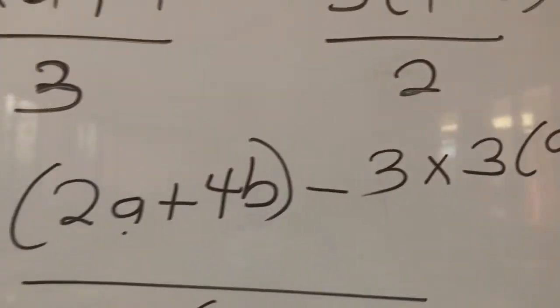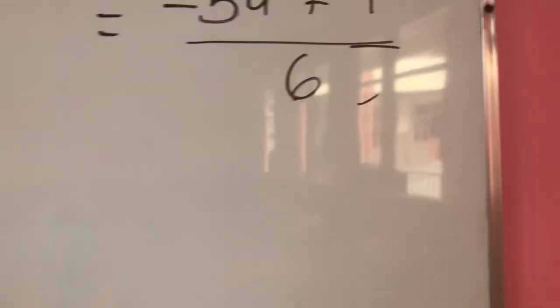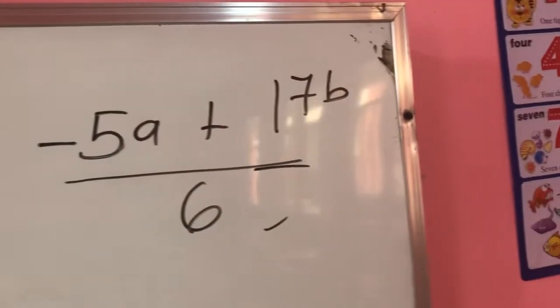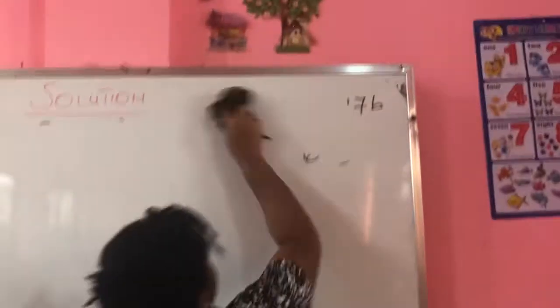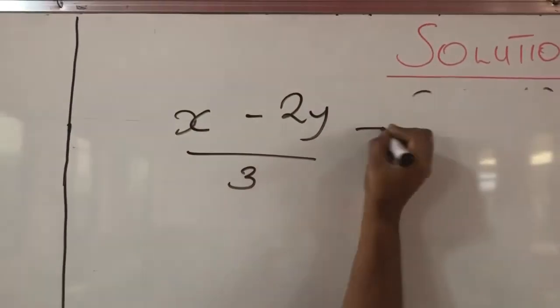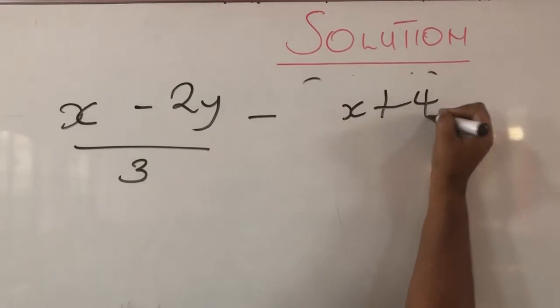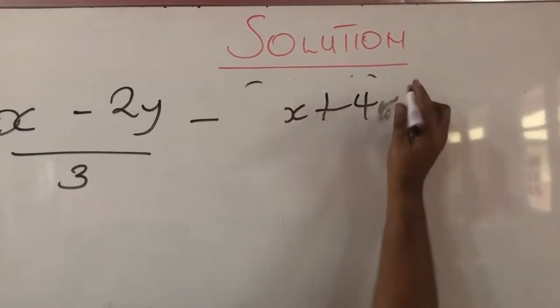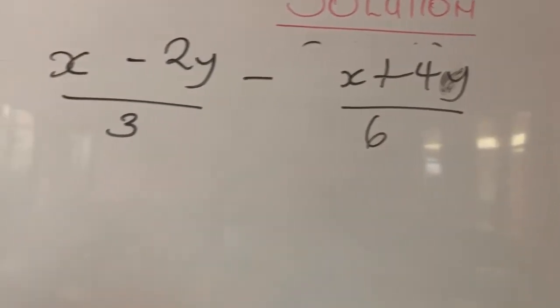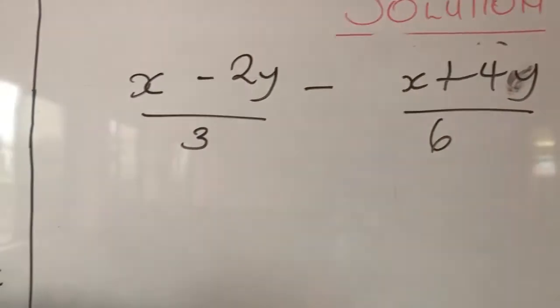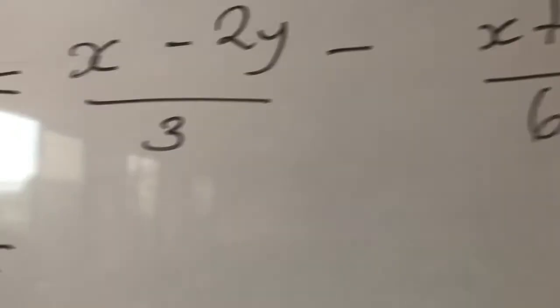Okay, let's take the third question quickly. So the third question is x minus 2y, all over 3, minus x plus 4y, all over 6. Now when you are solving a question like this, take your time or else you always make a mistake.